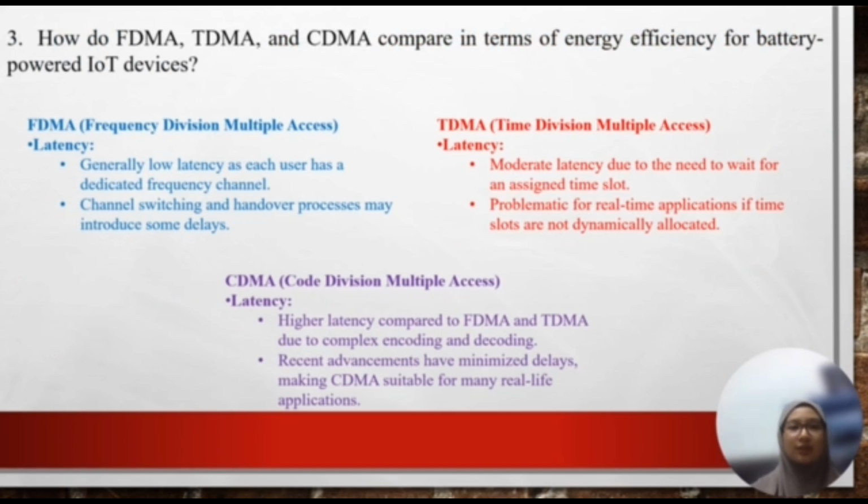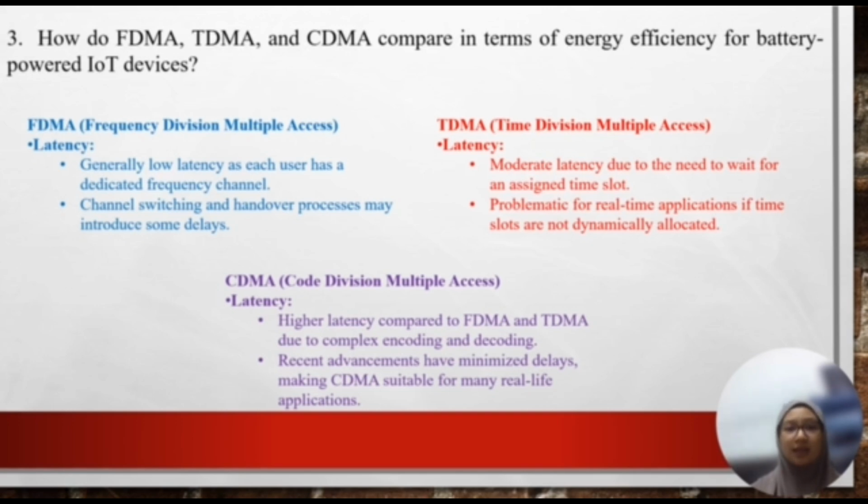For the third question, which is, how do FDMA, TDMA, and CDMA compare in terms of energy efficiency for battery-powered IoT devices? For FDMA, the latency is generally low as each user has a dedicated frequency channel. Channel switching and handover processes may introduce some delays.